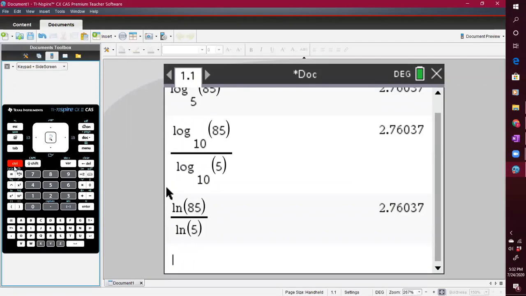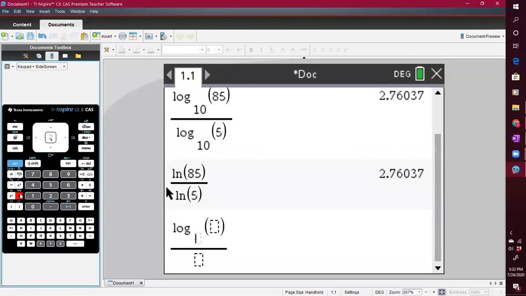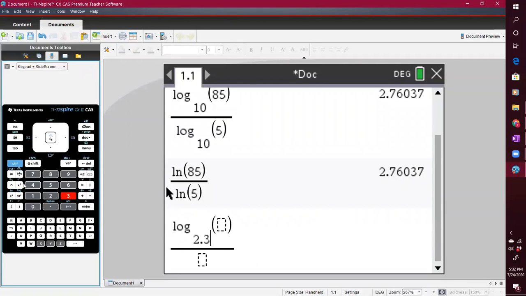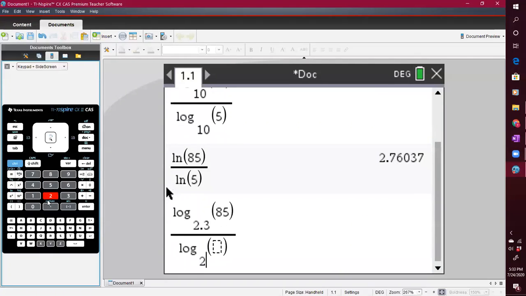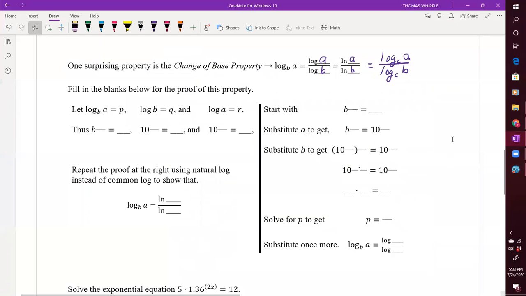And just to tease you a little bit more, let's just choose some other base. So let's just do the log of, say, 2.3, base 2.3 of 85, divided by, and let's try this again, log base 2.3. Now it's got to be the same base we're using on top and bottom. And then we'll have the log of 5 on that, and there you go. It doesn't matter what the base is. So we usually just choose either natural log or common log because those are the most used logs we have, and it's easy to access in the calculator.